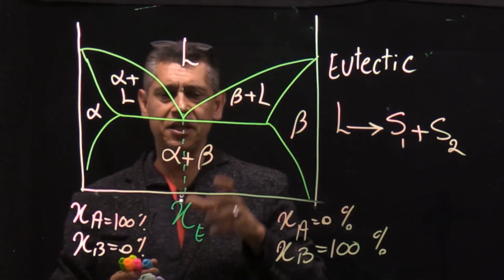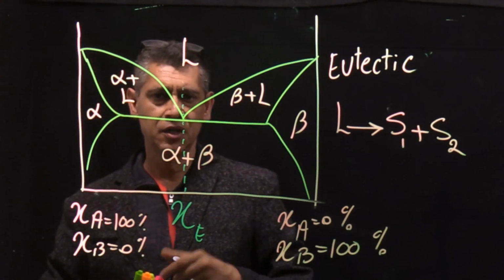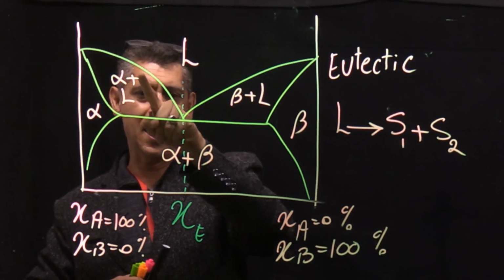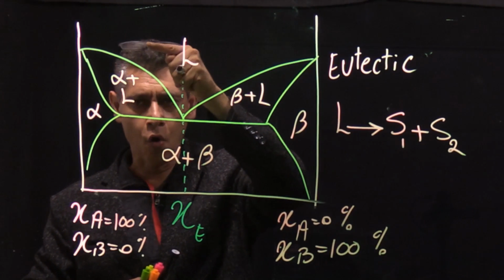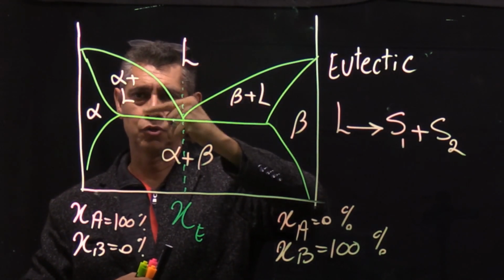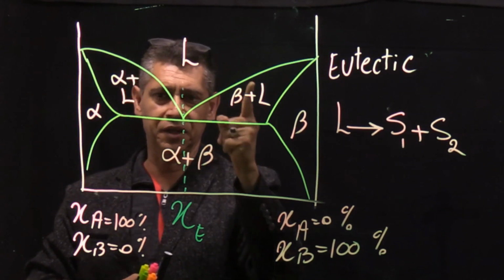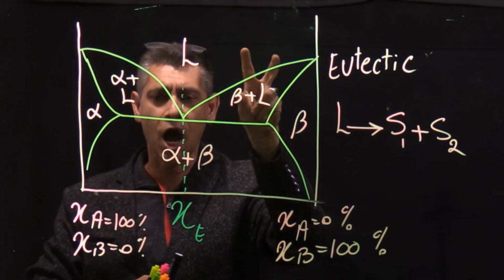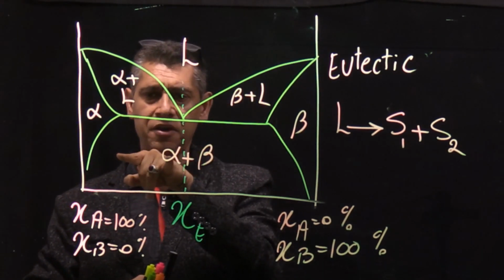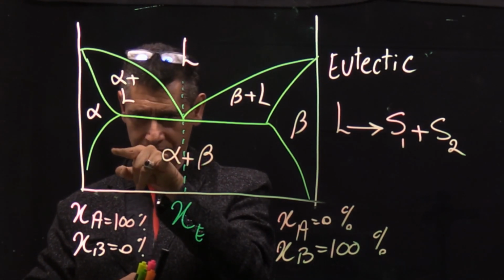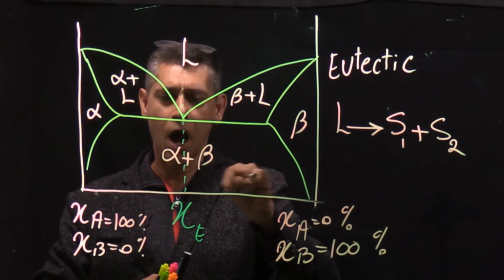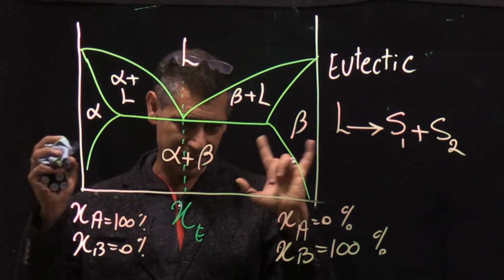So if I break this into 4 quadrants, in this region I am in pro hypoeutectic. In this area I am in pro hypereutectic. In this area I am in hypoeutectic. And in this area I am in hypereutectic. That's one thing.